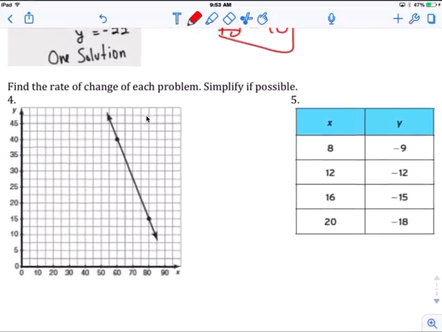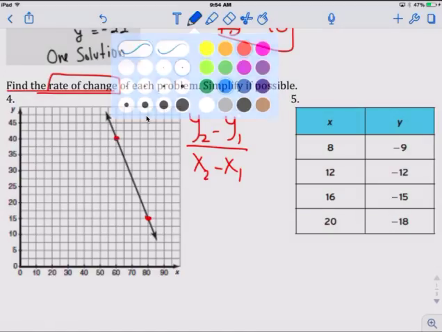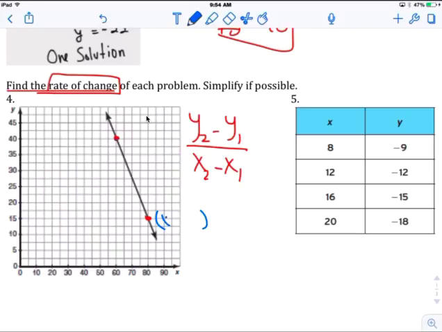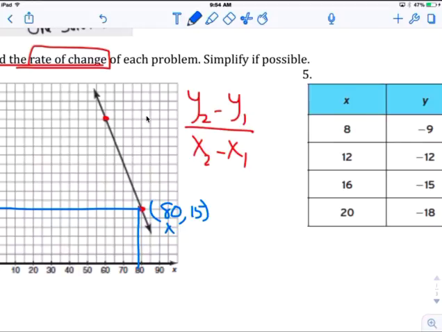For the rate of change of each problem, find the rate of change. Okay, this word rate of change is y sub 2 minus y sub 1 over x sub 2 minus x sub 1. Okay, this is your first point, or this one, doesn't matter. I'll take the bottom one as my first point. X sub 1 is 80. Y sub 1 is 15. Does it have any meaning? No meaning. Okay. That's x sub 1, y sub 1.